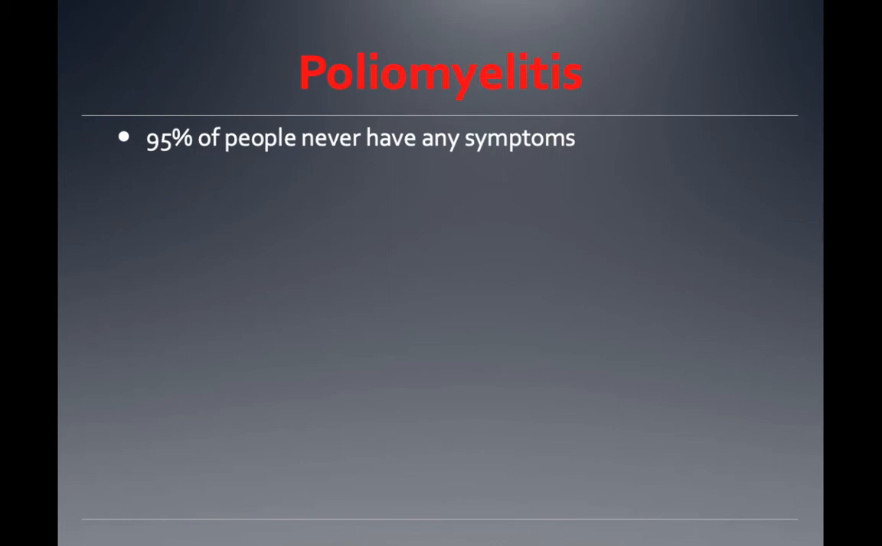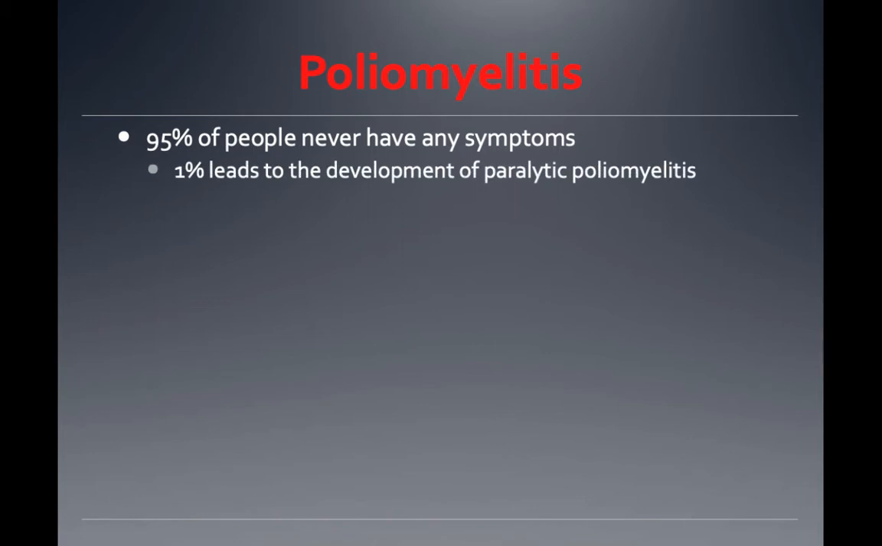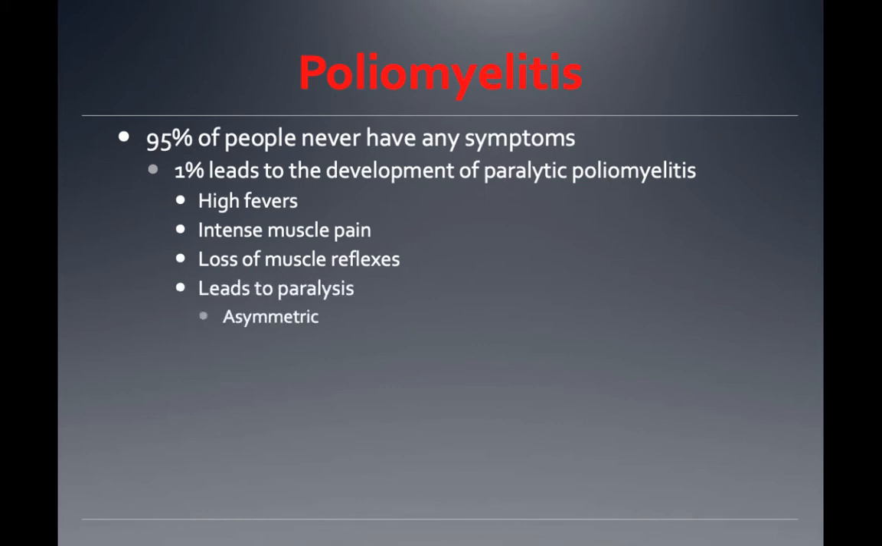So about 95% of patients who contract this polio virus never have any symptoms, but 1% can develop what we call paralytic poliomyelitis. So what we were just talking about, those motor neurons dying off, that can cause this type of polio problem. In paralytic poliomyelitis, a person develops high fevers, intense muscle pain, they lose muscle reflexes, and then eventually it can lead to partial or even full paralysis.